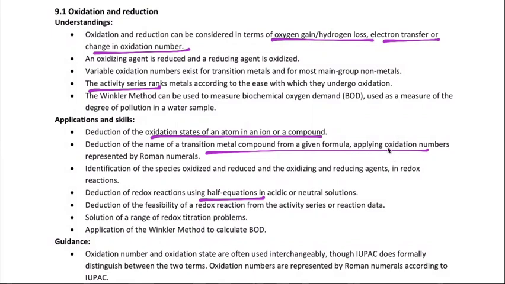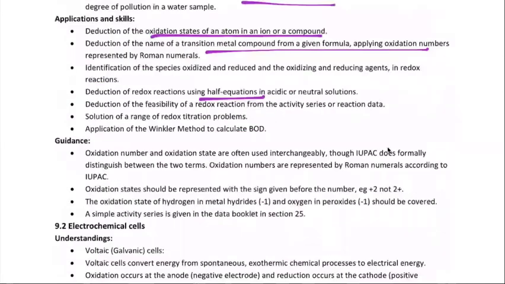And then there's a specific thing that ties into environmental science here towards the end, where we're going to use something called the Winkler method, which involves using a redox titration, or not a redox titration, but involves using redox information to measure what we call biochemical oxygen demand, or BOD, to measure how polluted a water sample is.